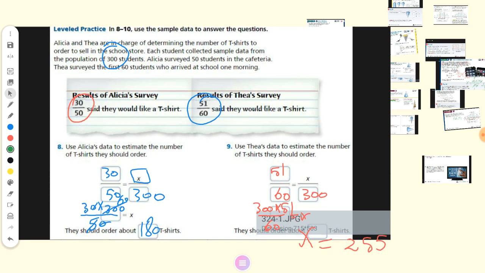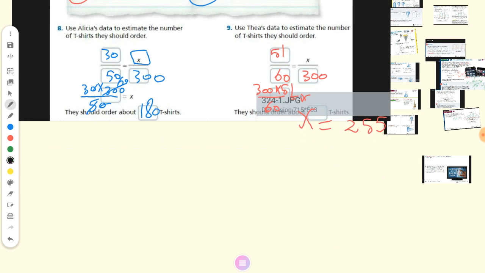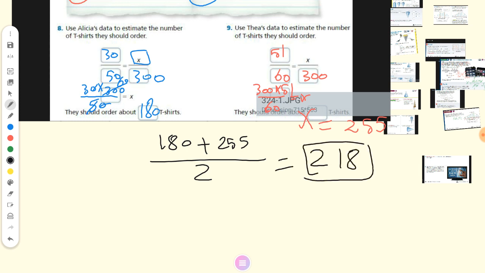So my opinion is to take the average of these two numbers. How? By doing the following. Add them, divided by 2, by their number, which is equal to about 218. So I think 218 is fair.